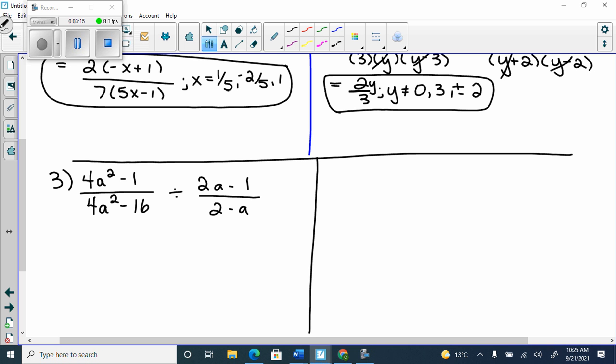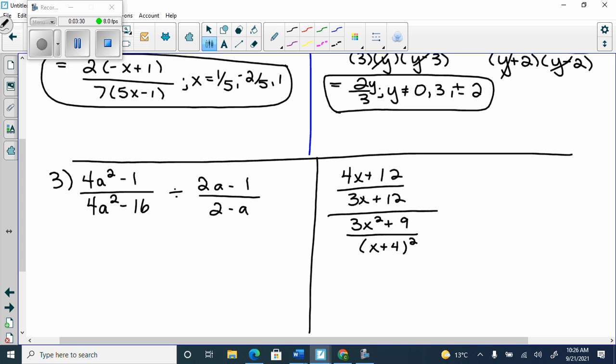Calm down. Then we have 4x plus 12 over 3x plus 12 over 3x squared plus 9 over x plus 4 squared. Now, before we freak out about that one, what's the catch? What does a double stack number do? What operation is it? Division. Just write it out sideways.